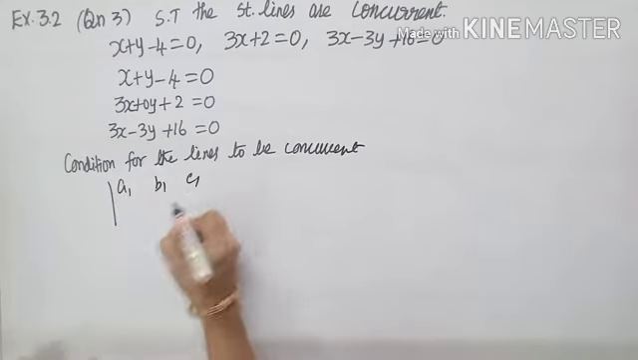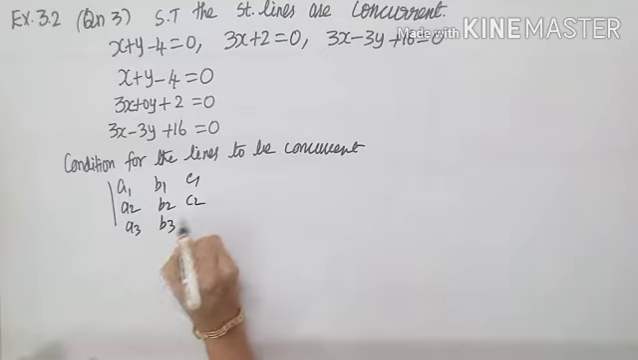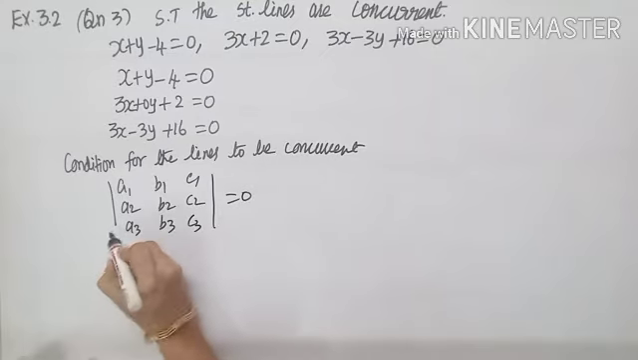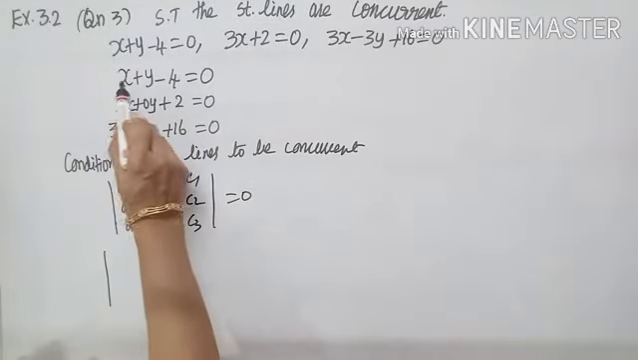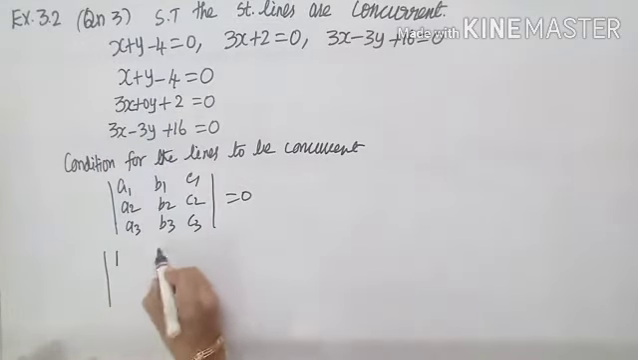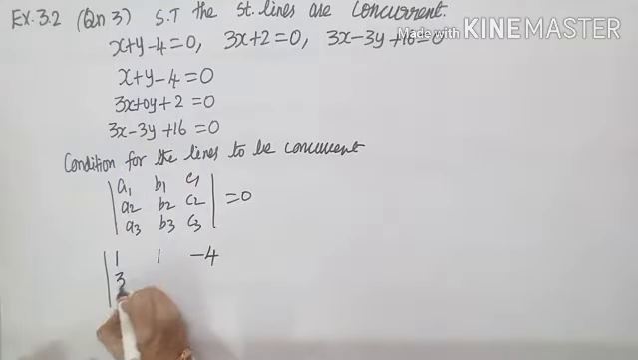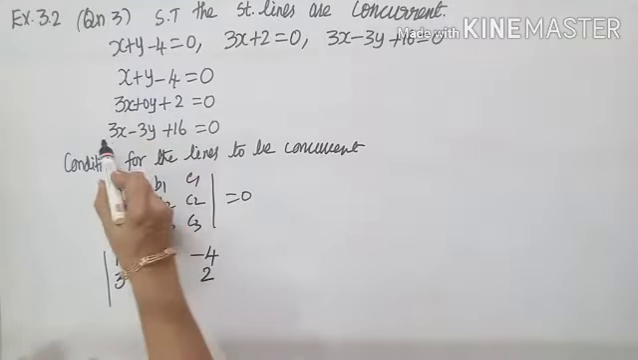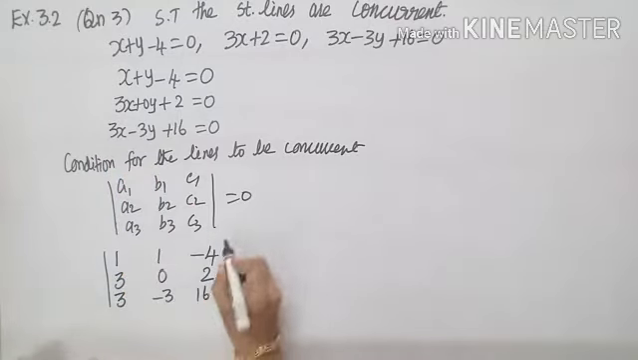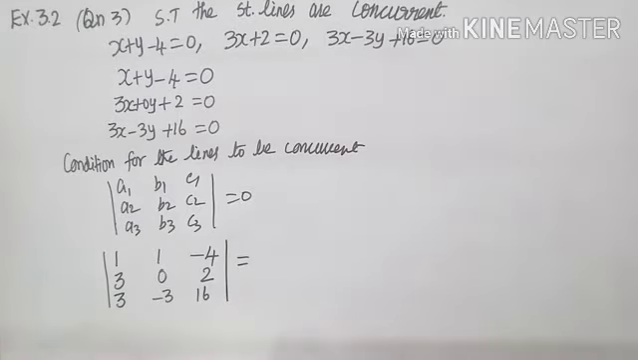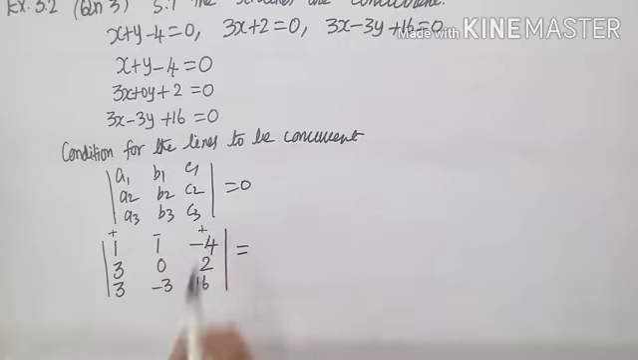a1, b1, c1, a2, b2, c2, a3, b3, c3 equal to 0. Let us find out the determinant, the numbers 1, 1, minus 4. Second equation 3, 0, 2. Third equation 3, minus 3, 16. Let us remember putting the symbols plus, minus, plus.